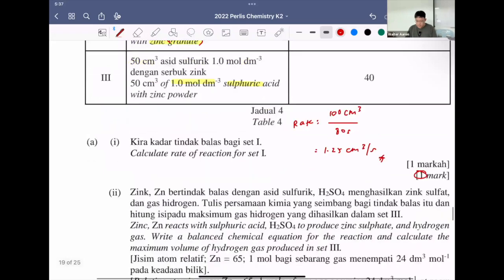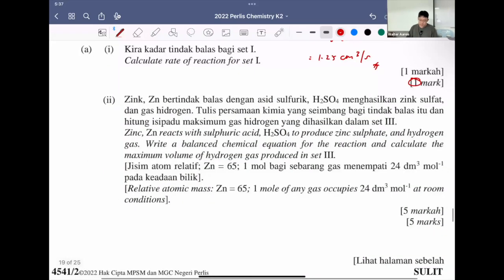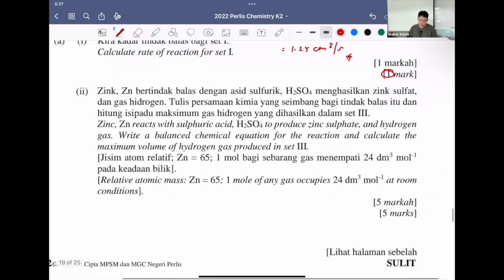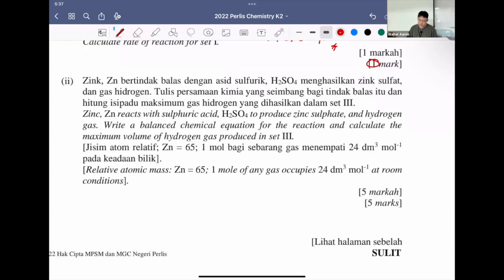And after that, it says here, zinc reacts with sulfuric acid to produce zinc sulfate and hydrogen. The maximum volume of hydrogen gas produced is in set 3. All right, and then after that, you can see here, write a balanced chemical equation for the reaction and calculate the maximum volume of hydrogen gas produced in set 3.